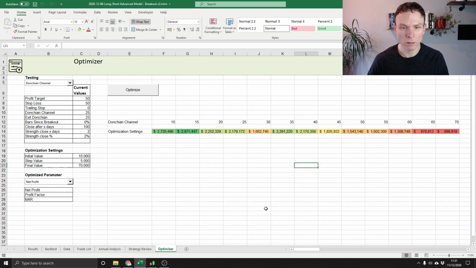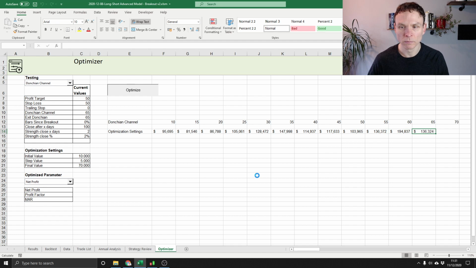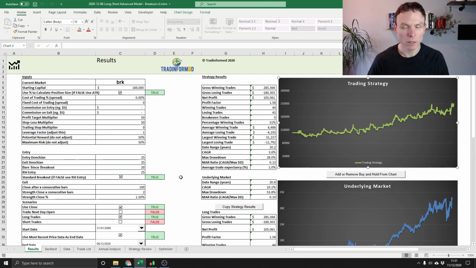Why don't we have a look at the optimizer just to see if we can get something better. Again, I'm going to run through all the values between 10 and 70. And in a nice visual display, we can see here, slower moving stock, maybe not surprisingly, the higher values performing better. Okay, but I'm not trying to optimize it today. I just want to look at these two different strategies.